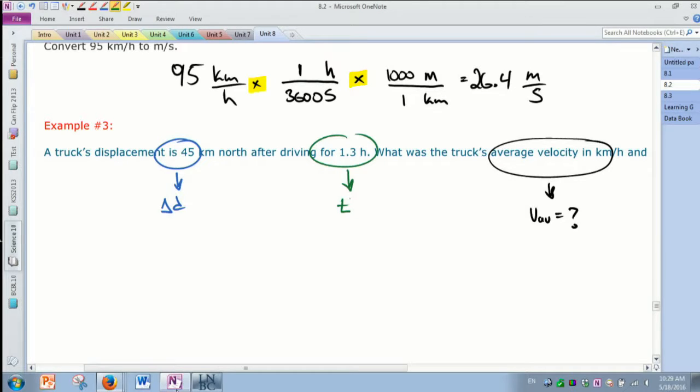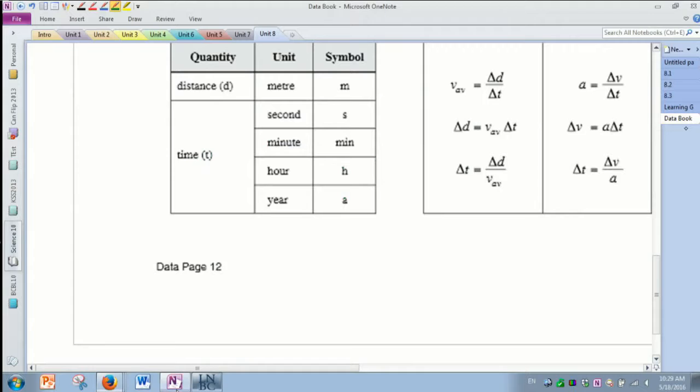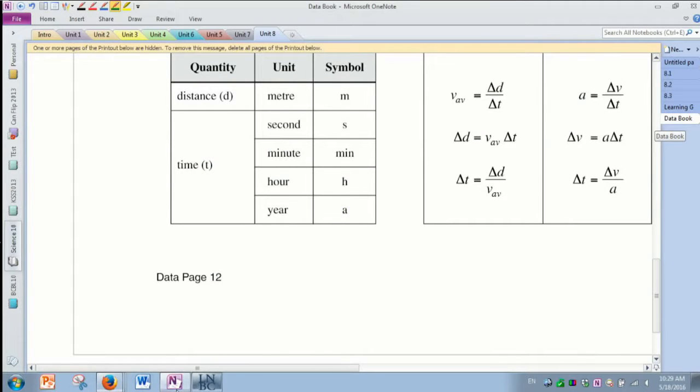All right. Average velocity, distance, time. I'm trying to find the average velocity, so I'm going to go to my data booklet, to the back page, and find a formula that is solved for average velocity, or v_av. It turns out the first one has all the information I need, velocity, distance, and time, and it's already isolated for average velocity, so I don't need to rearrange it. So that's the one I'm going to use.